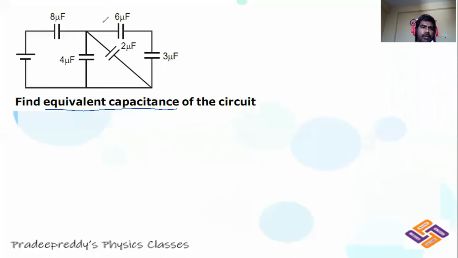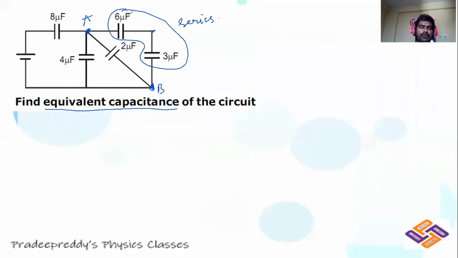If you observe the circuit carefully, you can identify how many capacitors are connected in parallel and how many in series. Start from any one particular point, like I'll be starting from this end, and come through this loop to A and B. Now in between AB, you have 6 microfarad and 3 microfarad. These are connected in series.